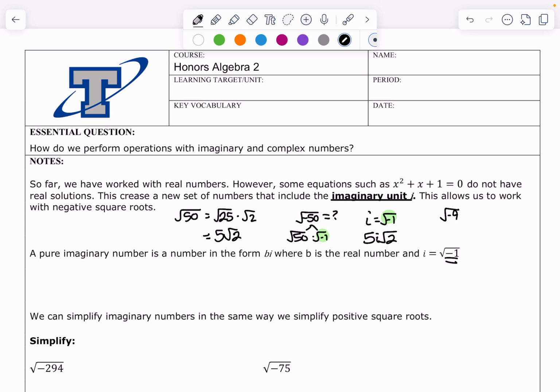If you had the square root of negative 9, that would be the square root of 9 times the square root of negative 1. So then that would become 3i.